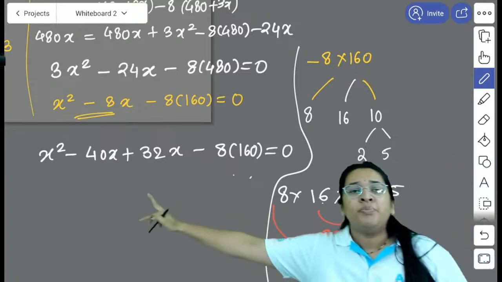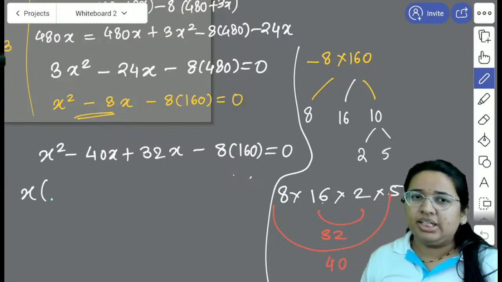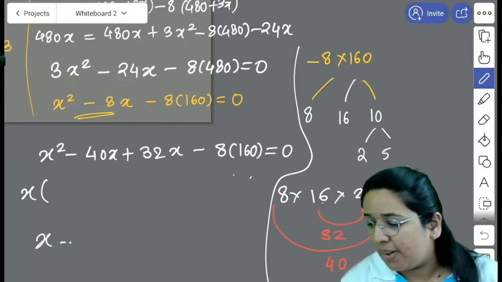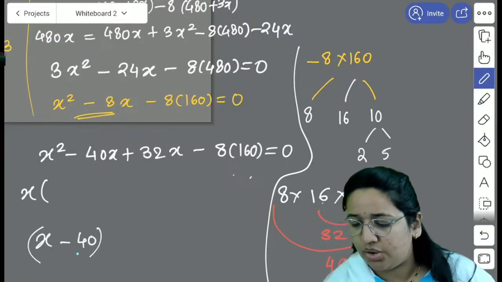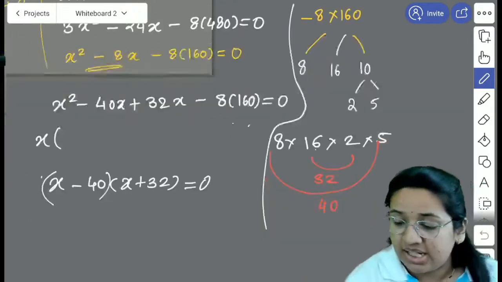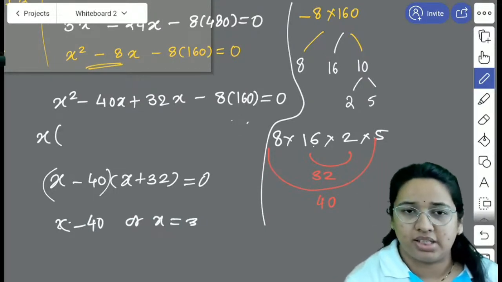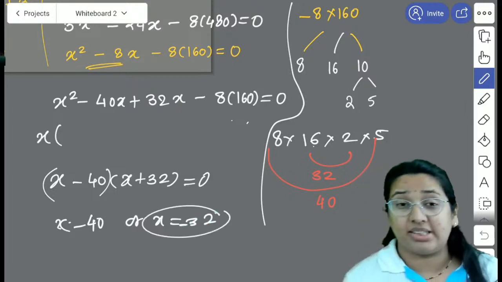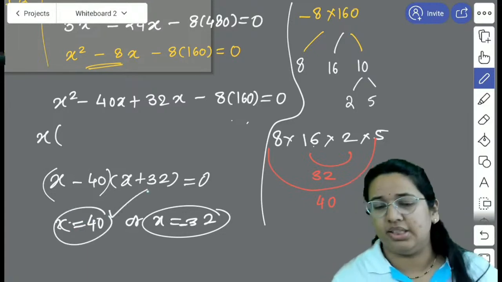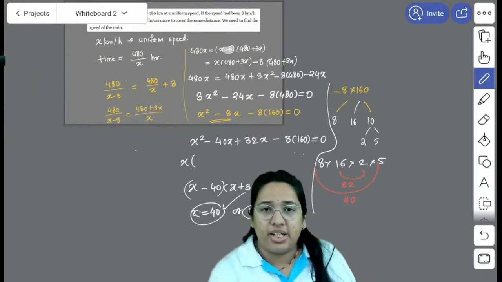As you can see here, I can take x common from it. Either this way or directly you can say that its answer will be x minus 40 into x plus 32 equals to 0. It means that x will be either 40 or x is equal to minus 32. But we are saying that x is nothing but a speed and speed cannot be negative. So we'll just go with this option. Hence, the required answer is equal to 40. Are you getting this one?